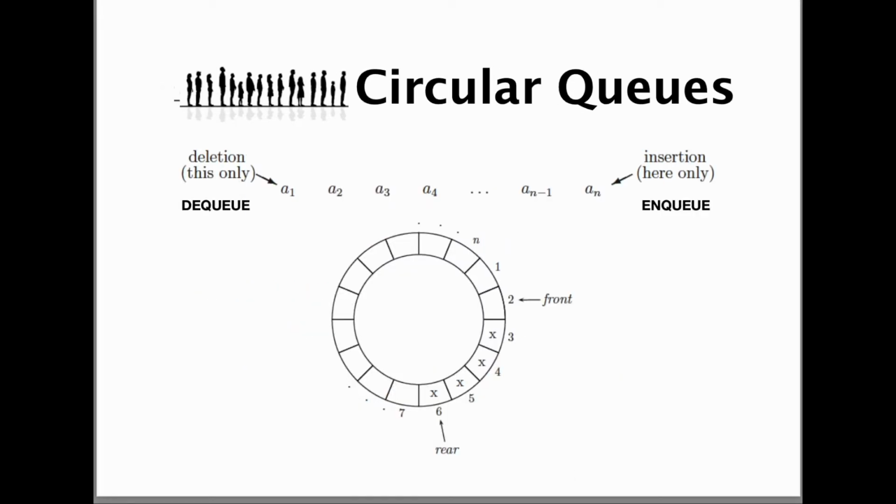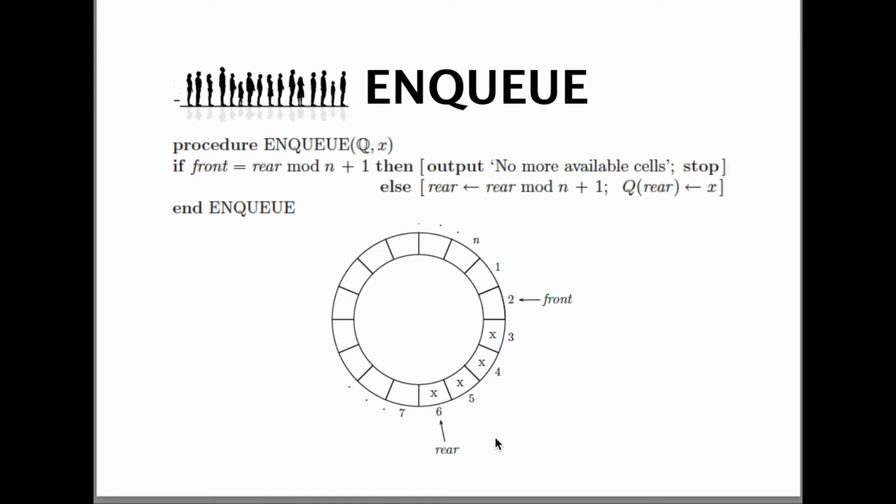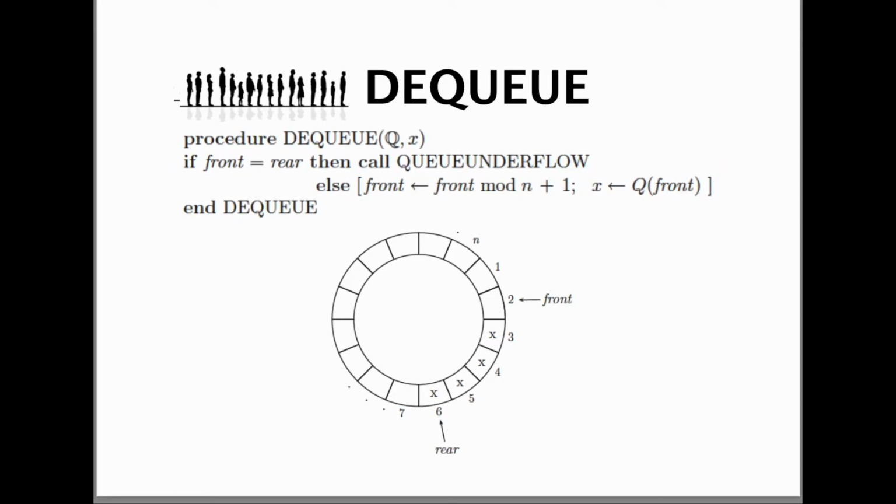In this representation, we no longer have to move the elements if rear is equal to n. However, we need to do some pointer arithmetic to allow circular access to the array. So here's the corresponding pseudocode for the enqueue operation. And here's the corresponding pseudocode for the dequeue operation. So note that we have some pointer arithmetic here just to make sure that while we have an array that is actually linear, we can access it like a circular array.